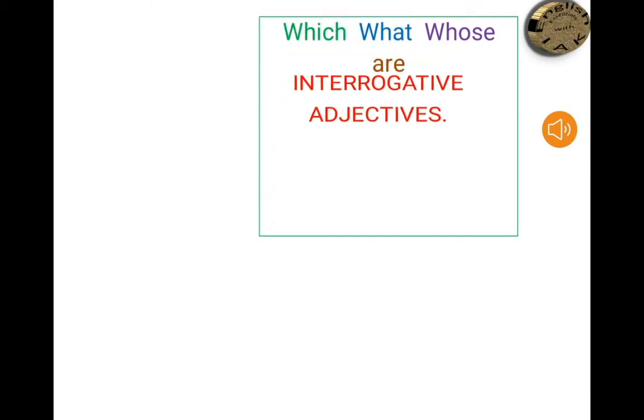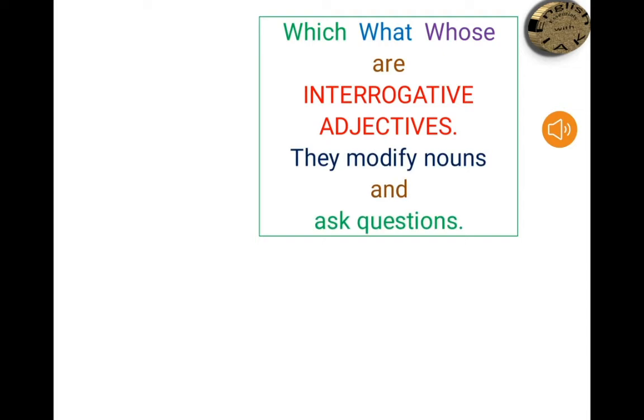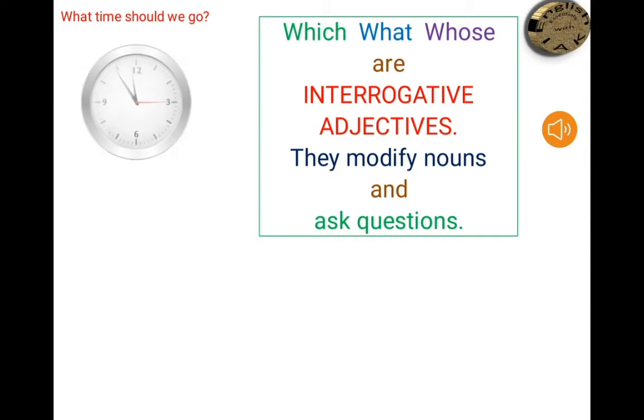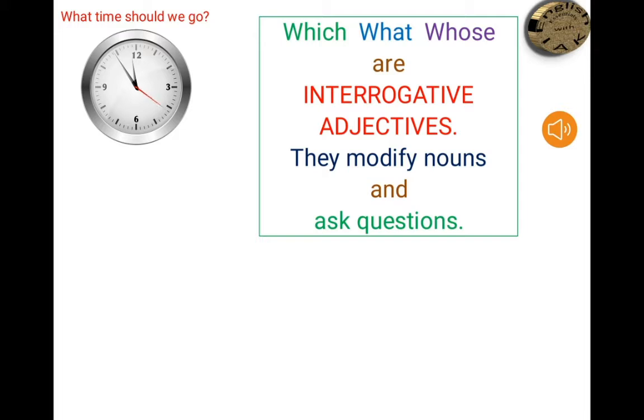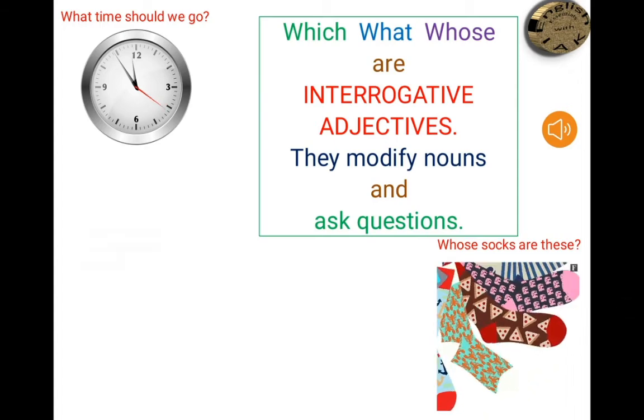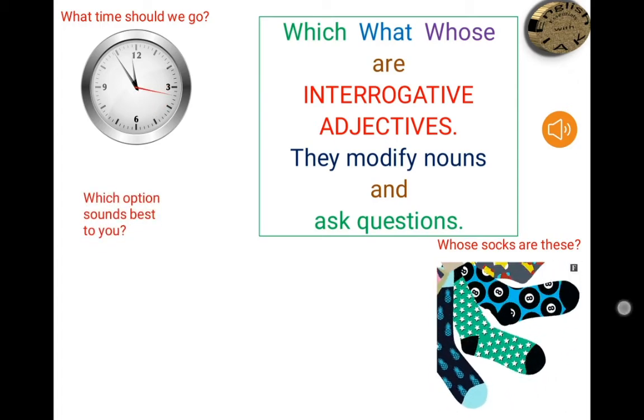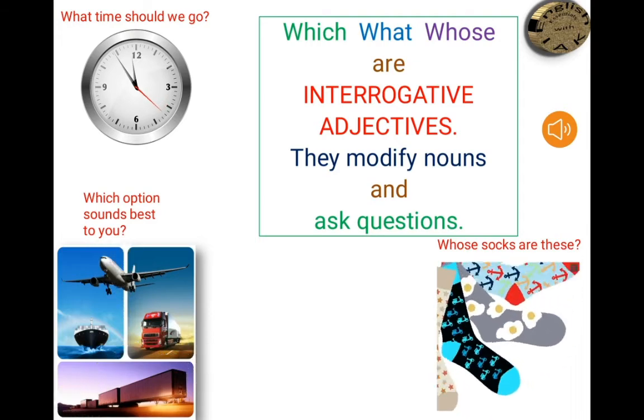Our next adjectives are interrogative adjectives. So, which, what, whose are interrogative adjectives. They modify nouns and ask questions. For example, what time should we go? Whose socks are these? Which option sounds best to you? And which place do you prefer for picnic?